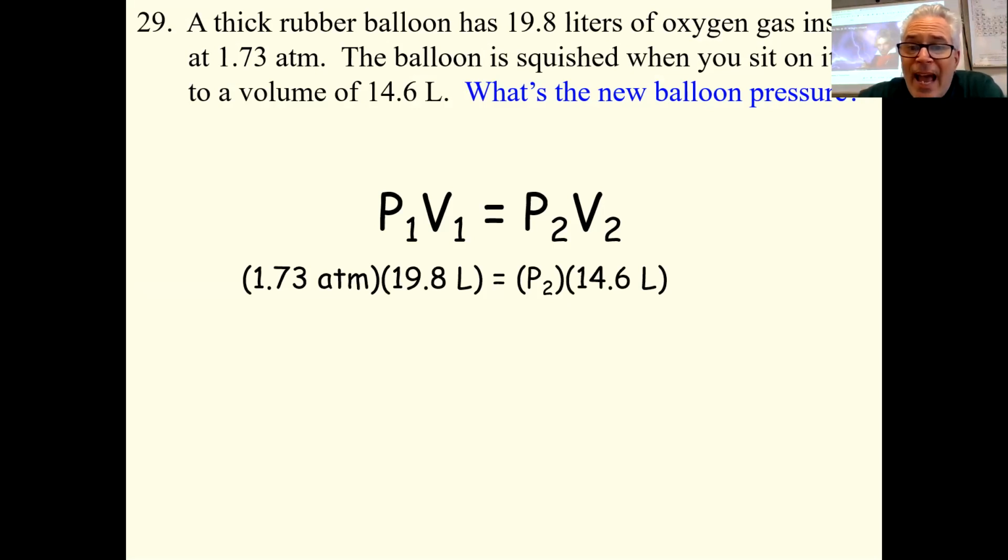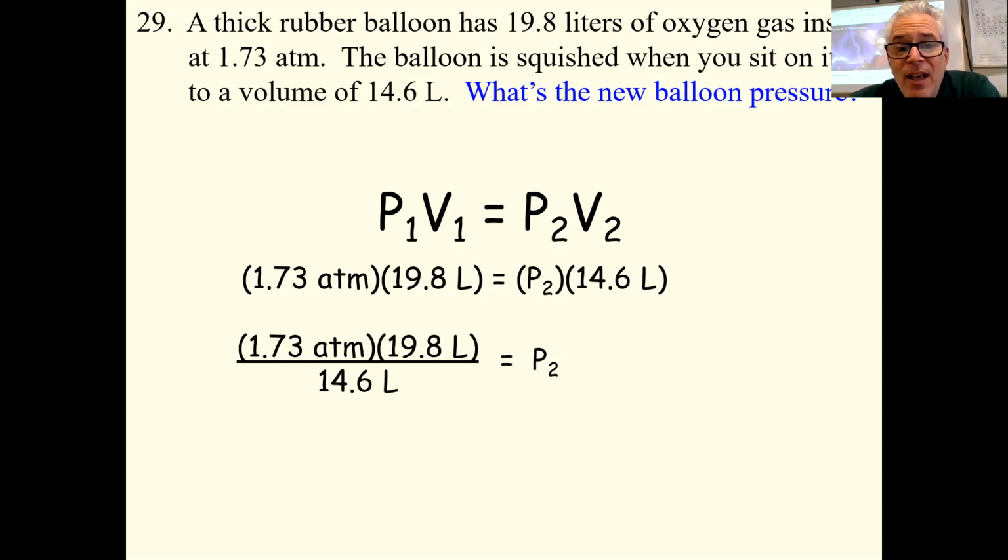right? And in order to get P2, the unknown, by itself, we have to divide both sides by 14.6 liters. And that's what it looks like. We have the starting pressure and starting volume divided by the second volume, and we can solve for P2. The liters are going to cancel. The math is going to come out in atmospheres.